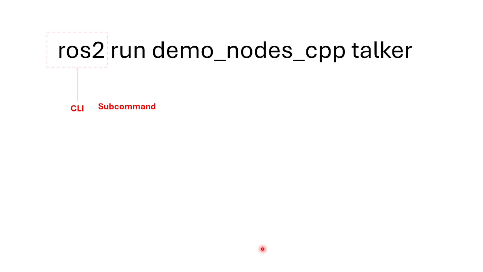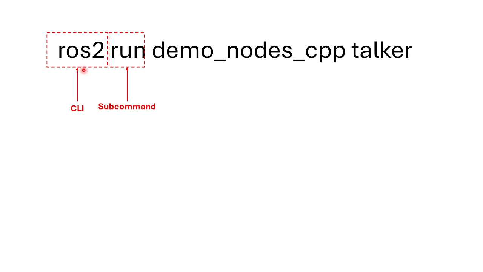We can see this from the example from the previous lecture, where we had ros2 run demo_nodes_cpp talker. So here, the first two terms, ros2 and run, what do they mean?